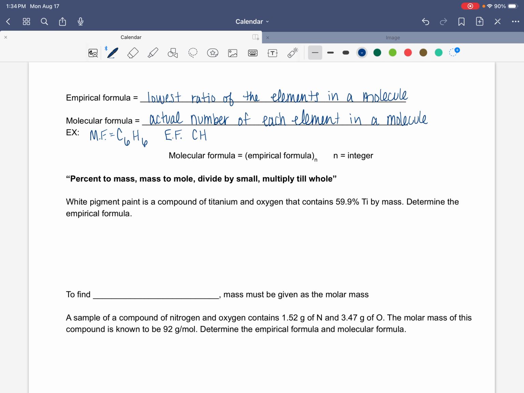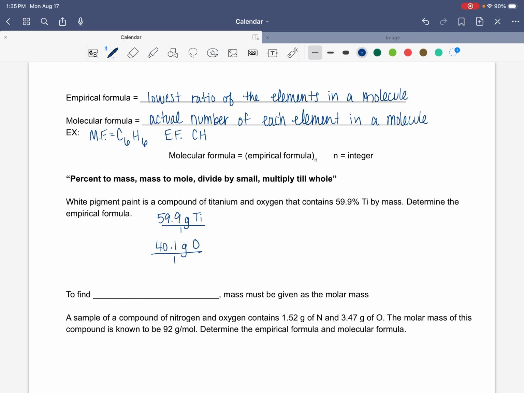So step number 1, percent to mass. I'm going to take my 59.9 percent and change it to grams of titanium and put it over 1 because we're going to set up some ratios to get them into moles. And then for oxygen, if I subtract 100 minus my 59.9, I'm going to get 40.1, and then grams instead of percent of oxygen over 1. Okay, so we did the first step, percent to mass.